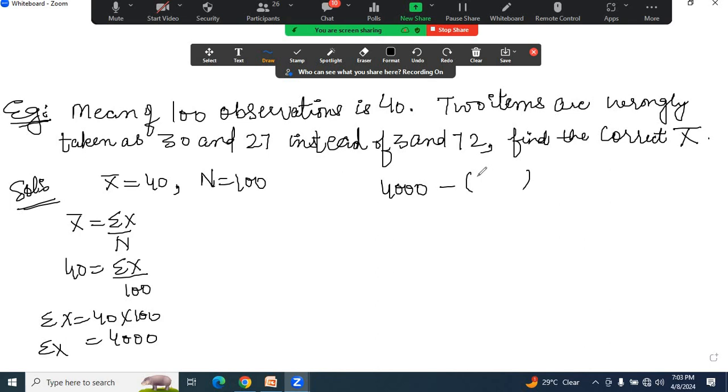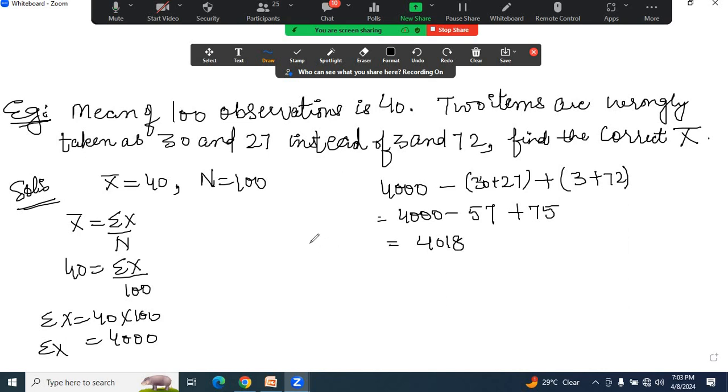30 and 27. Total 30 plus 27, I will subtract. And what I will add? Right items, 3 plus 72. So this is 4000 minus 57 I will subtract and I will add 75. So it becomes how much? 4018. Yes. So this is correct.